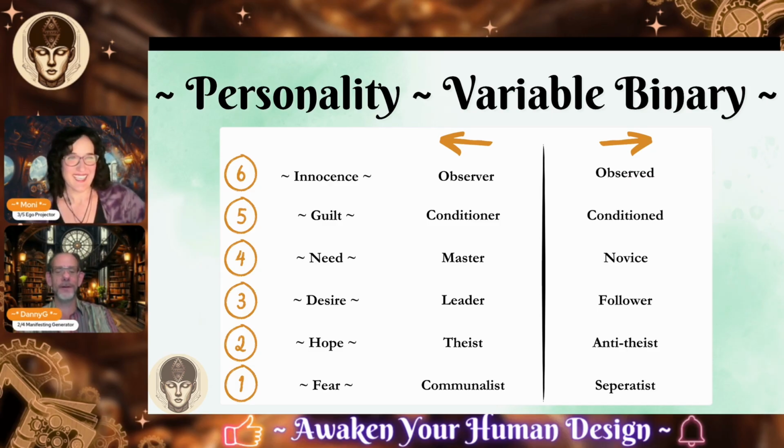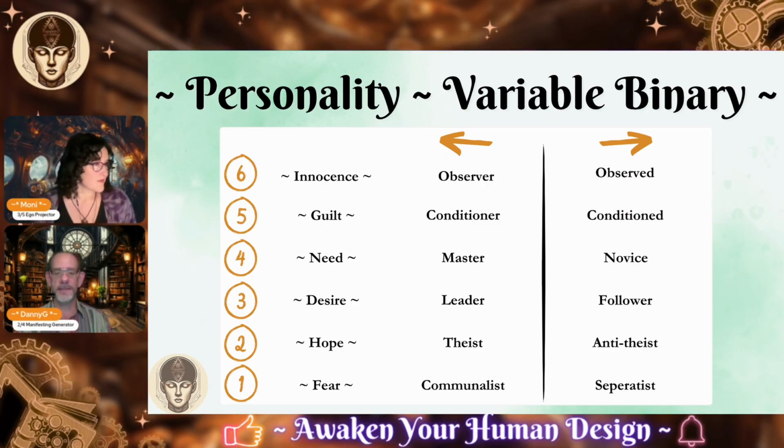You have fear, you have hope, you have desire, you have need, you have guilt, and then you have innocence. And that's what is there on the left hand side. As we get into what they're doing, this part stays the same, the communalist and the separatist. So you start out at one, you end up the other.